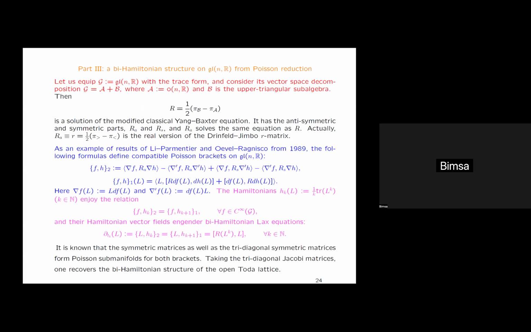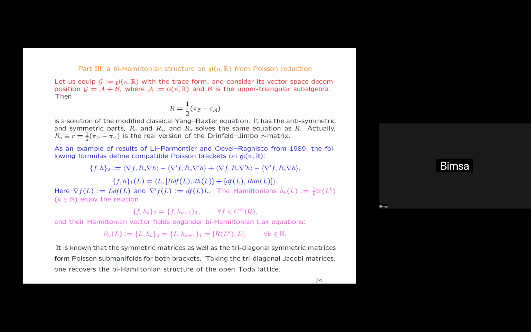It's not anti-symmetric. It can be decomposed into anti-symmetric and symmetric parts with respect to the trace bilinear form. And the anti-symmetric part is this Drinfeld-Jimbo r-matrix on the real Lie algebra. Now it is well known for a long time from the work of these people that there are two Poisson brackets on the gl(n,R) Lie algebra constructed out of this r-matrix.